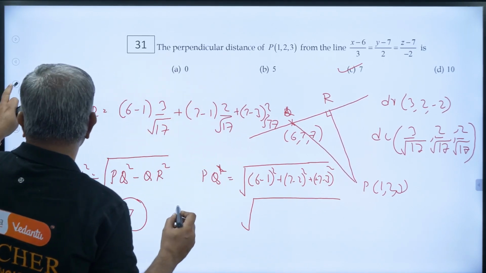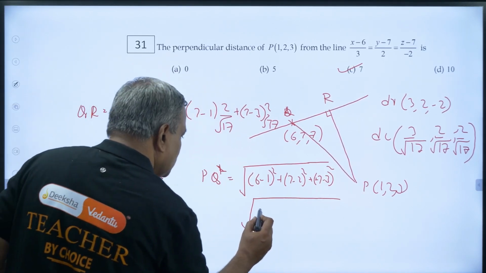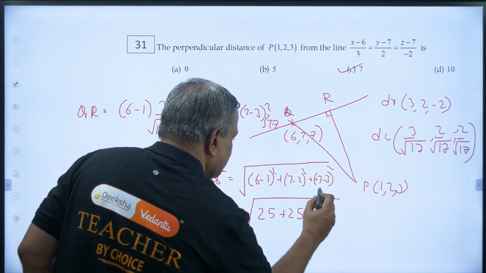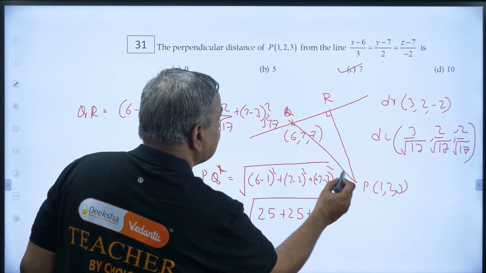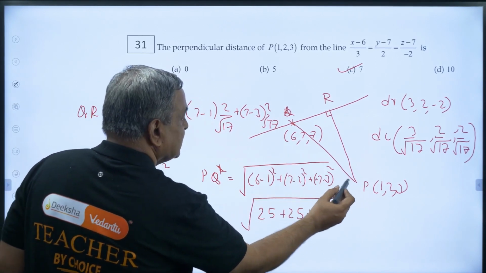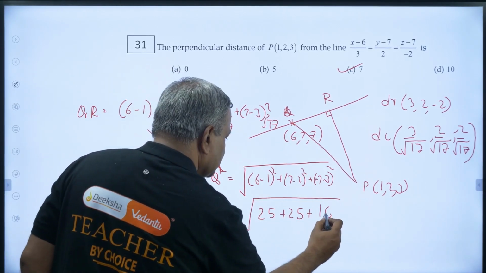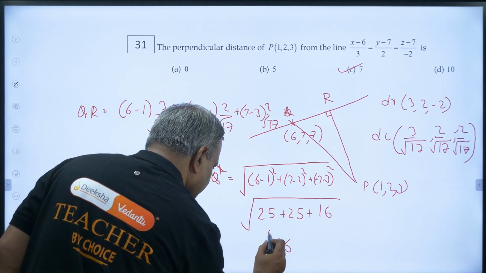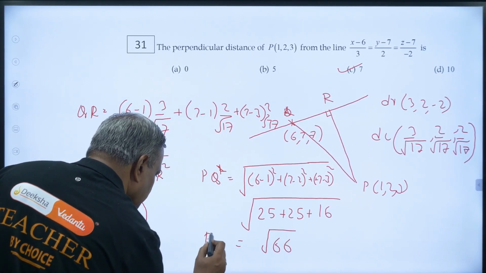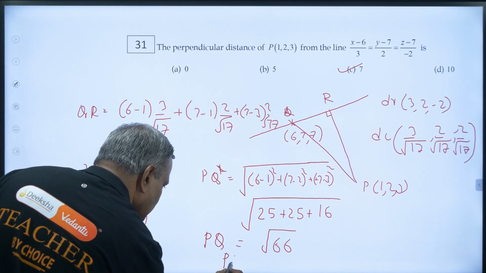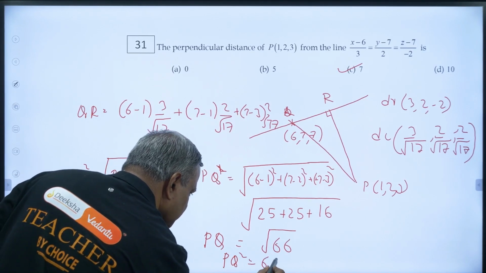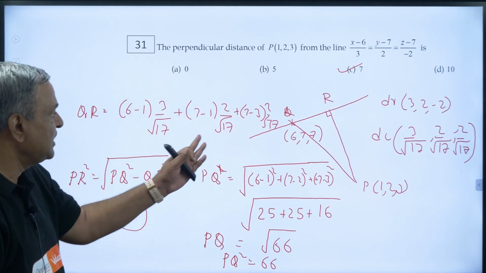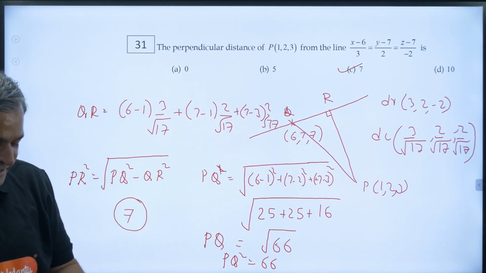Let me cross check whether it is correct or not. This will give you 25 plus 25 plus, 7 minus 3 is 4, 4 squared is 16. So how much do we get? 66. Root 66 is PQ. So PQ square is equal to 66. Similarly, QR square you have to calculate.